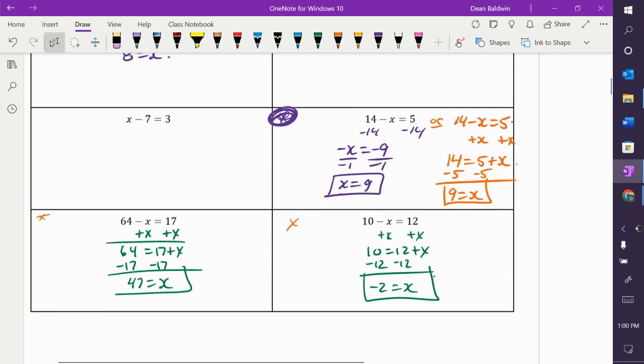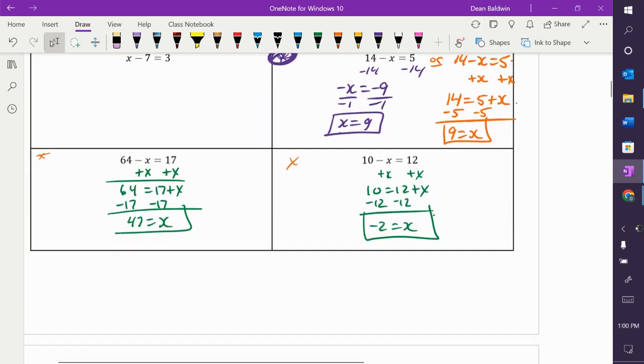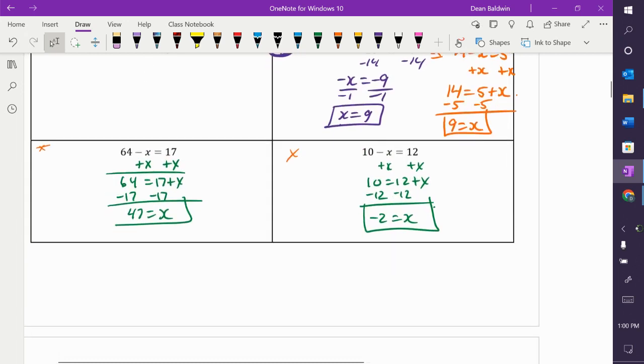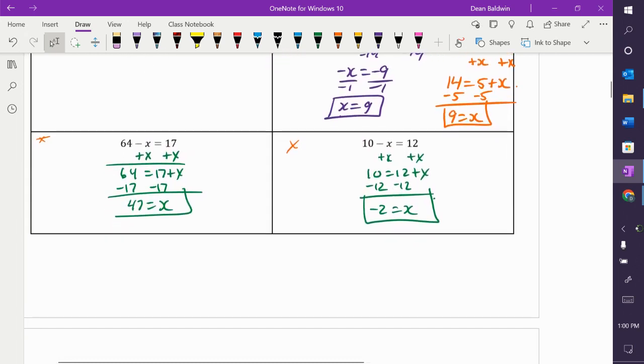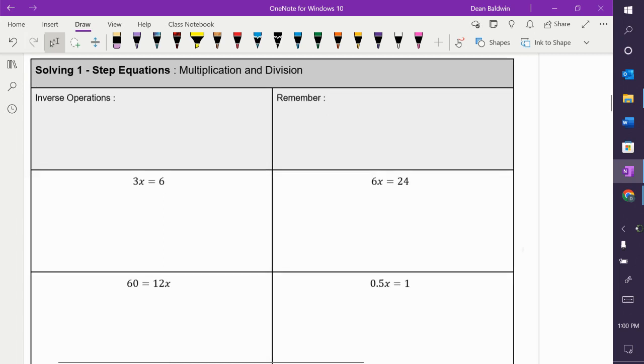Are we clear about the front page? Any questions about the front page? Okay. Flip to the back page then.